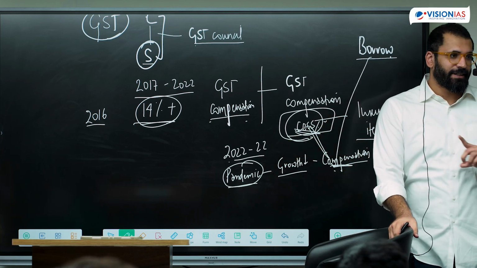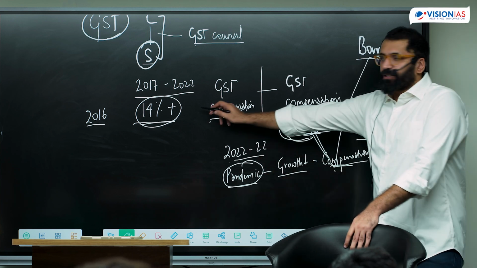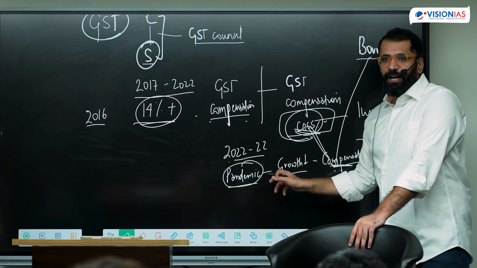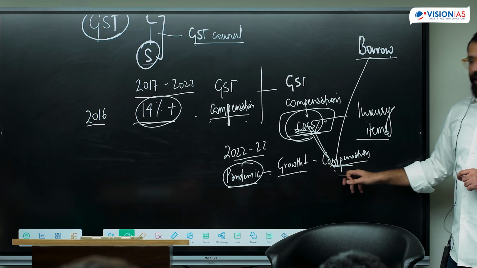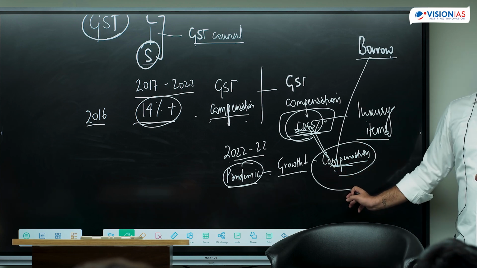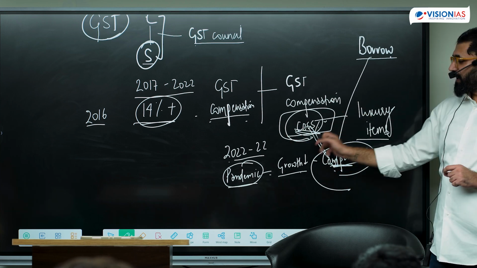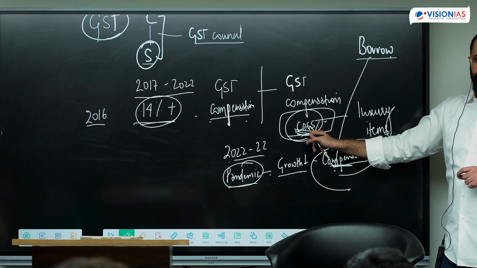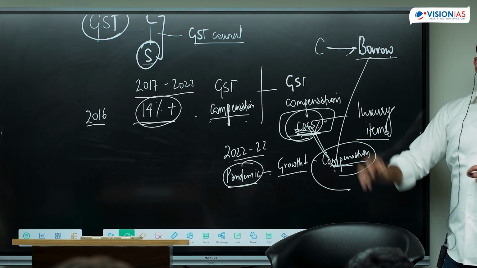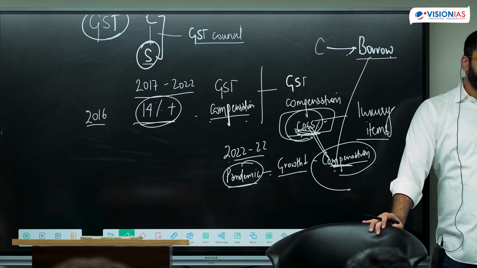Is it making sense? You were promised 14% growth for 5 years. Due to the pandemic, the 14% did not happen. Every state started demanding compensation. But during these 2 years, I did not have the cess to pay for it. So what the center eventually did was, they borrowed from the market.